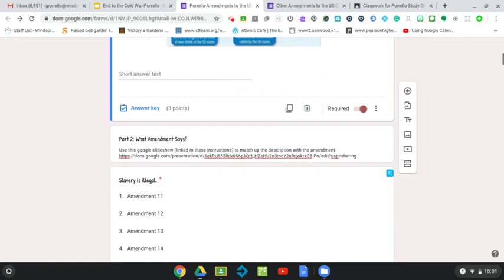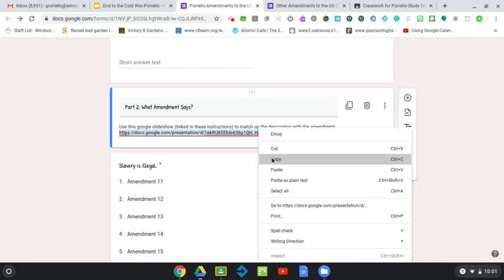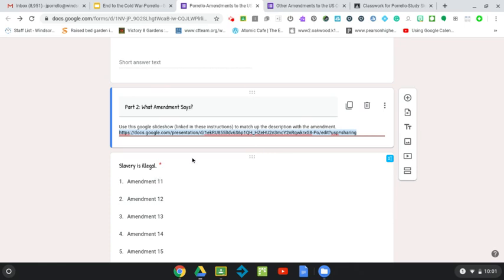From there, what you're going to do is you'll see it says part 2, what amendment says, and the directions are you're going to use this slideshow, which I linked right here, in order to answer the questions. What amendment says slavery is illegal?